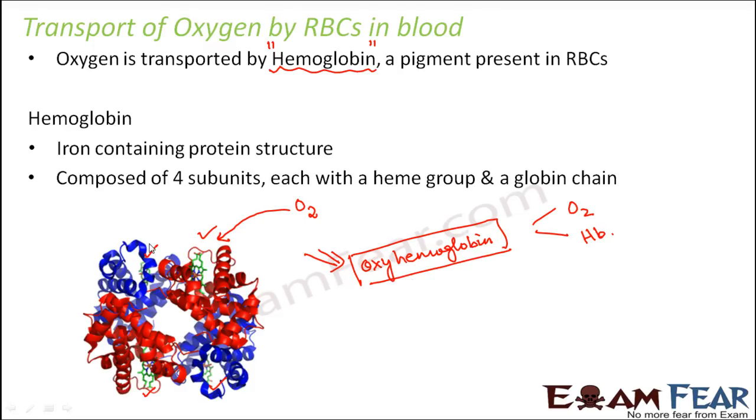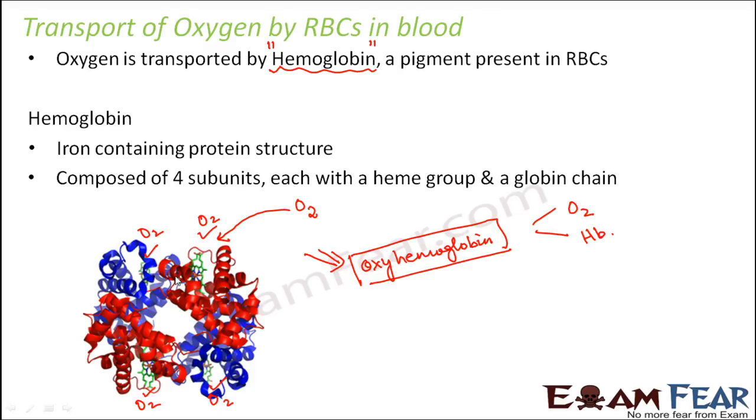I'll tell you how. By looking at this structure, you can see that each hemoglobin can at the max carry 4 oxygen molecules. That's because each oxygen molecule will get bound to each subunit, and there are only 4 subunits in one molecule of hemoglobin. So one molecule of hemoglobin at the max can carry 4 molecules of oxygen.